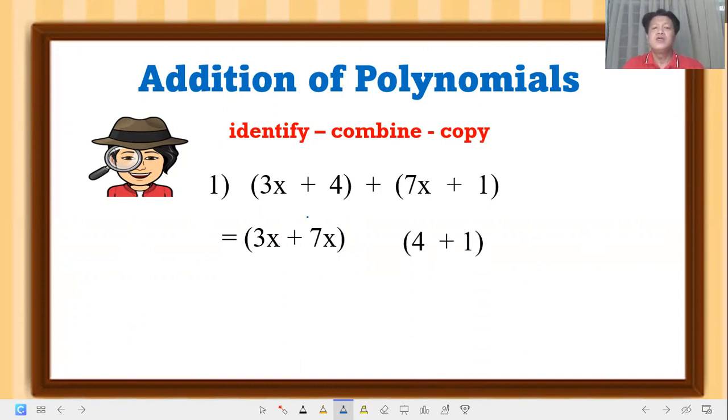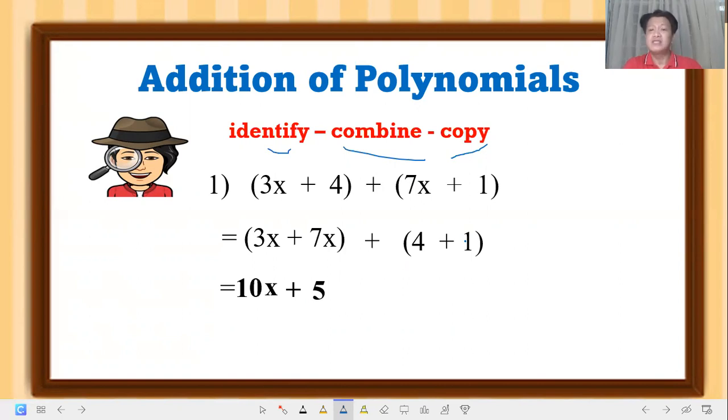And then you have to identify also the constant term. So meaning to say you can now proceed to combine after you identify the terms. And then i-add natin yung numerical coefficient, that is 3 plus 7, that is 10. Okay, and then you have to copy the same literal coefficient, and that is put x. And then dito naman tayo sa constant term. Okay, just as simply i-add lang natin. Okay, that is 4 plus 1 is 5, and that is 10x plus 5.